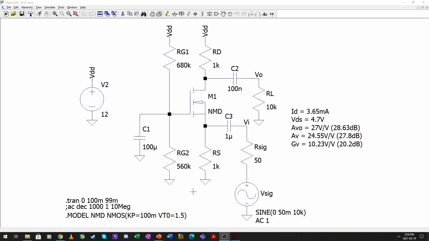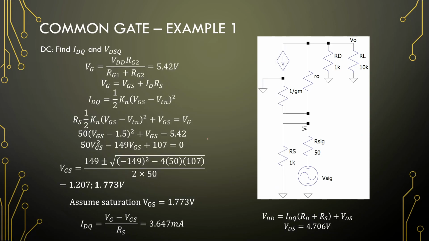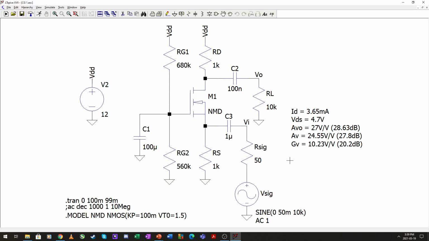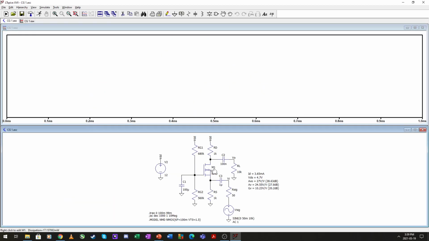Right, so here is our first simulation. Drain current 3.65 milliamperes, VDS of 4.7 volts, 27, 24, and 10 volts per volt respectively. And let's see, 3.6 milliamperes, 4.7 volts, 25, 23, 9.6. So I think this is fairly close to our calculated values. So let's run our simulation and see.